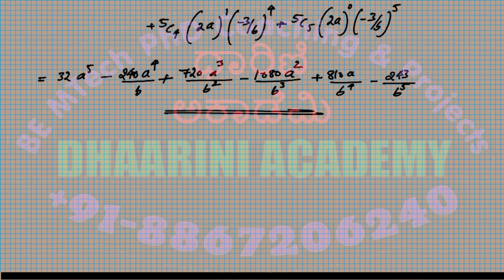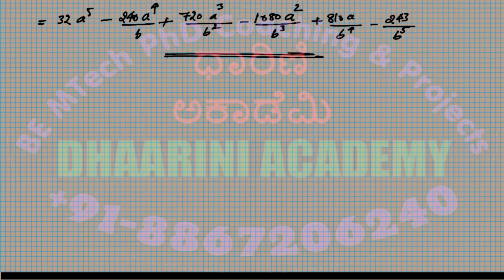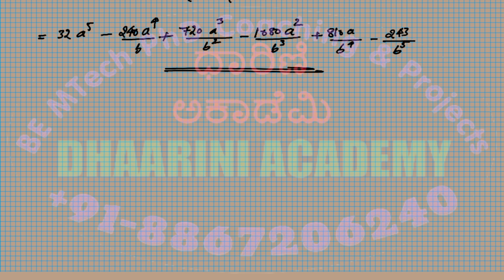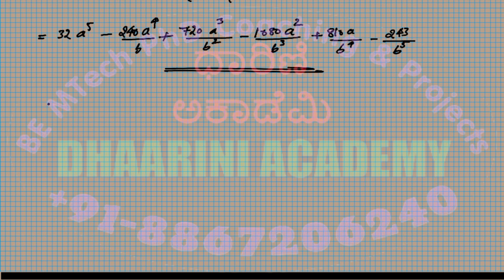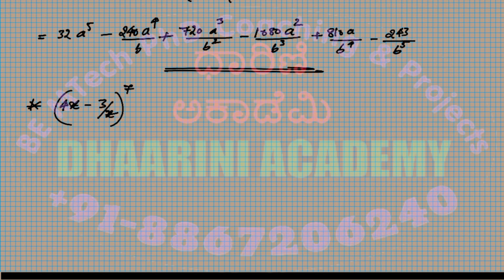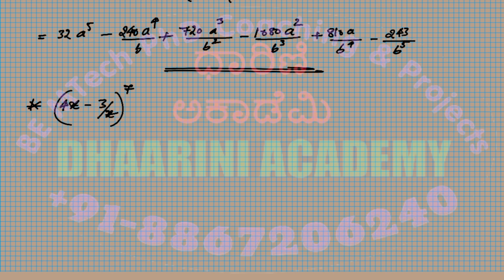All right, let's move further. Next question is, expand the following: 4x minus 3 by x to the power 7, using the binomial theorem. So first we'll write the expansion.